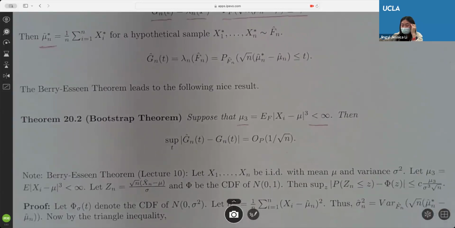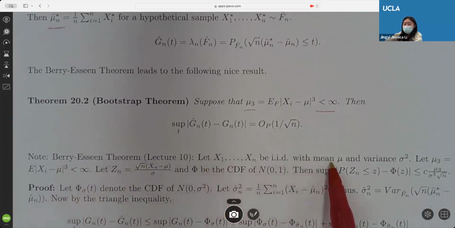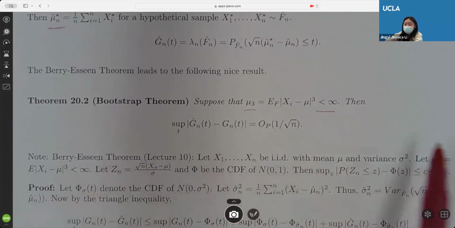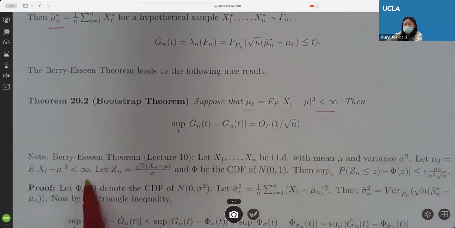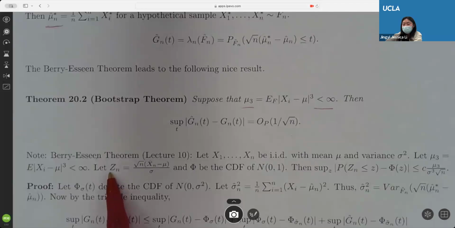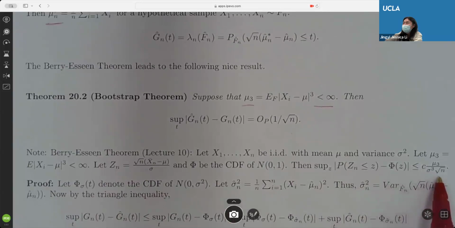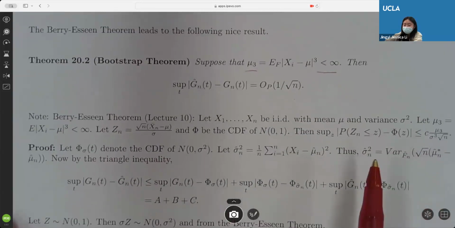So how can we actually show this? Essentially, you just need Berry-Esseen to help you do this. We just saw this. The Berry-Esseen theorem says let X1 to Xn be IID with mean μ and variance σ squared. Let μ3 be the central third moment of Xi, and Zn be the standardized version, also multiplied by root n, so basically the average, right? And Φ is the standard normal CDF. Then the sup difference between the CDF of Zn and the standard normal CDF is upper bounded by this. This is what we just saw.